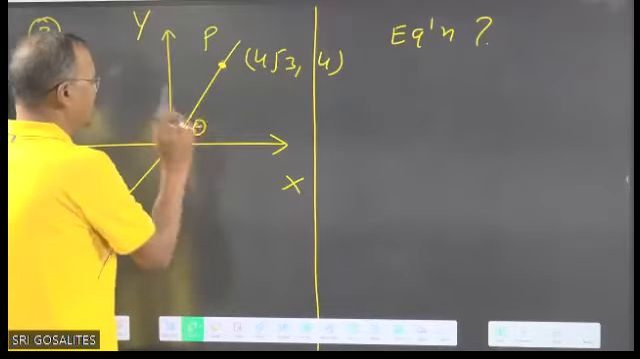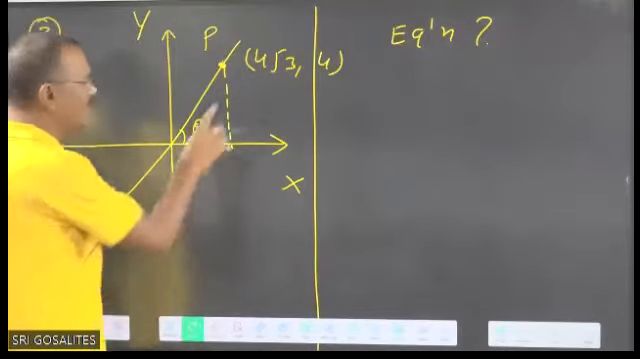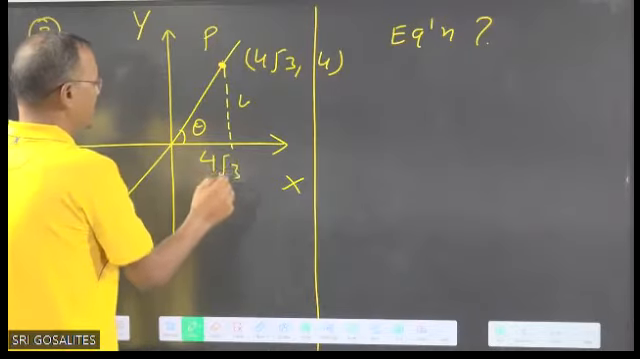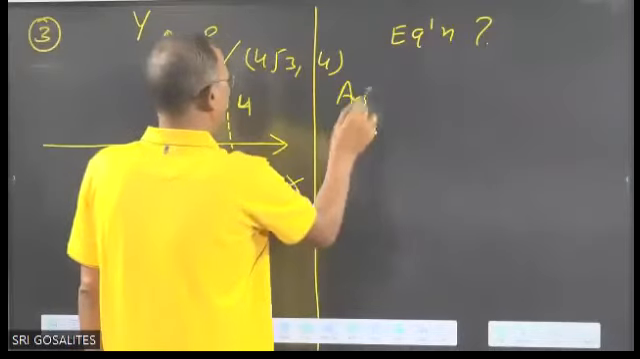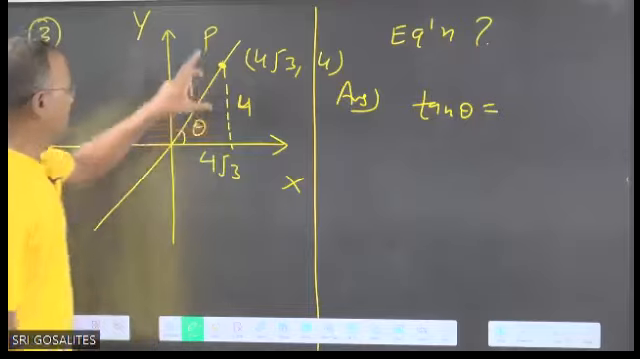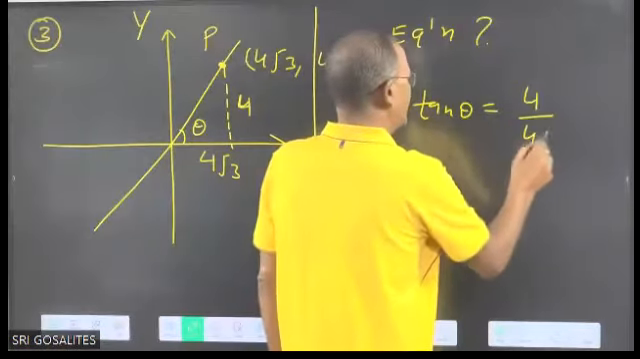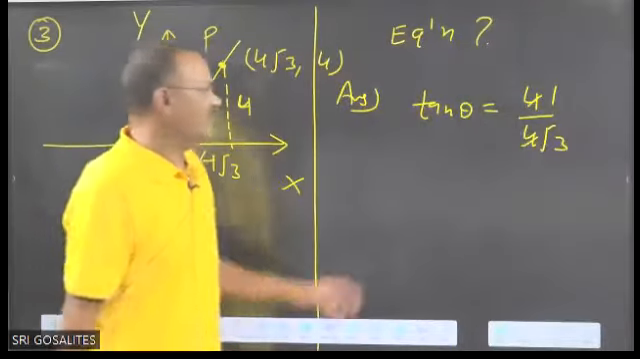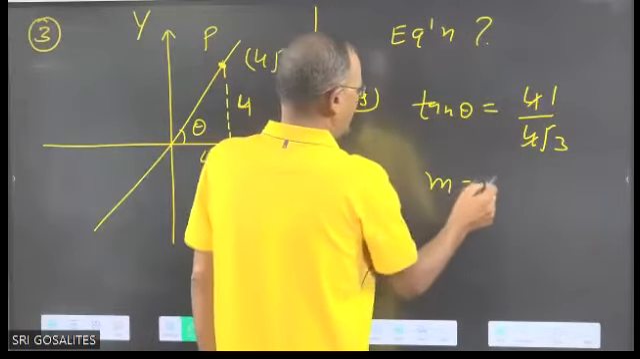This angle is suppose theta. Drop a normal. This is 4 root 3. And what is the y? 4. Then do you know what's the tan theta, dear children? Tan theta is how much? Perpendicular upon base. Means 4 upon 4 root 3. Finish. Is this or not? Right. So tan theta is 1 by root 3. Means m is 1 by root 3.